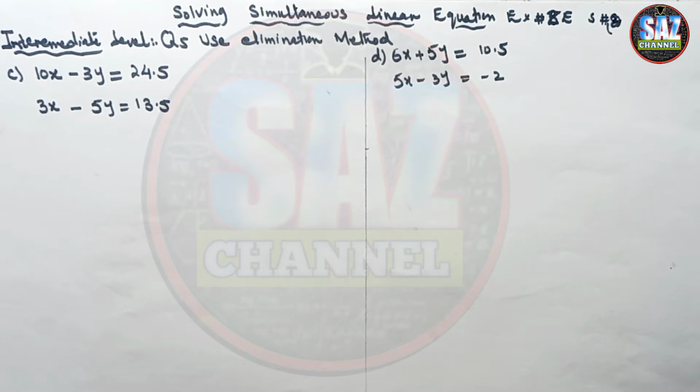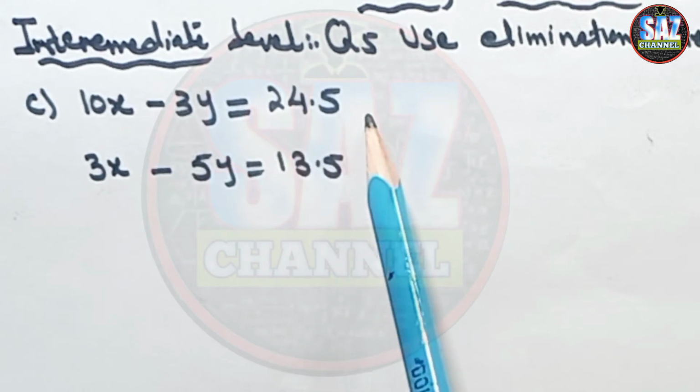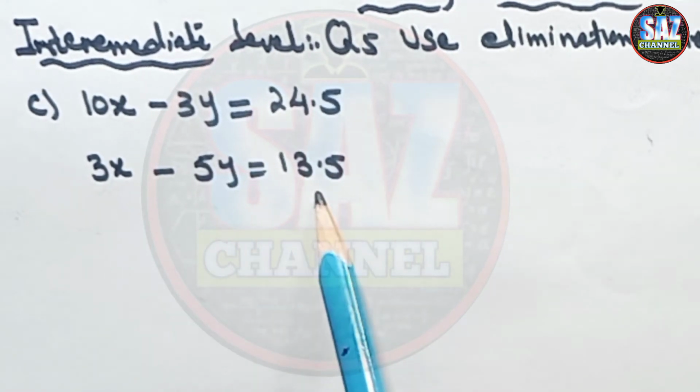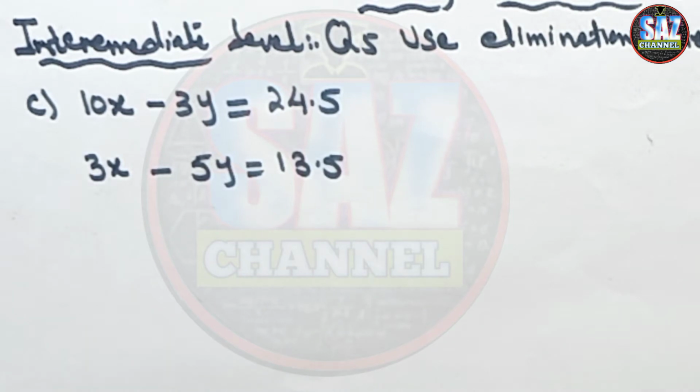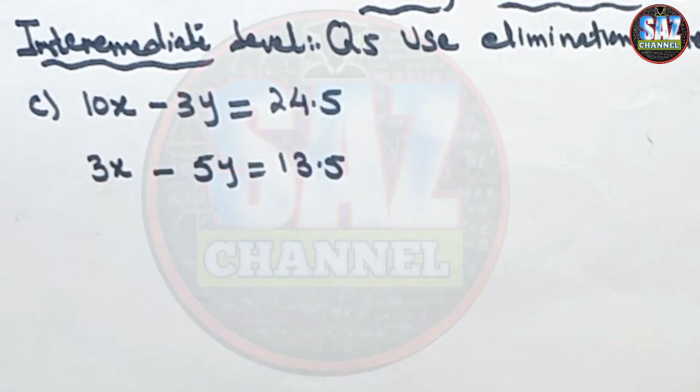Let me read the question from the book first and compare the question. Question is 10x minus 3y equals to 24.5 and 3x minus 5y equals to 13.5. If we look at the coefficients of x and y in both the equations, we can see that both the variables are not having the same coefficients. Okay, so we need to balance the coefficient of any one of the variables.